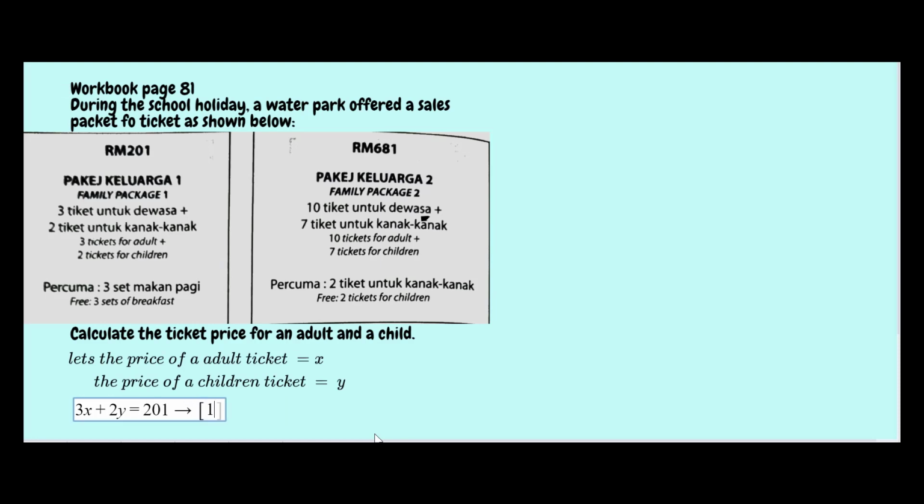For the second equation, package 2, which is 681, has 10 adult tickets, 10x, and 7 tickets for children, 7y, with the total ticket price 681, which offers the 2 free tickets for children. This is the second equation we want. So we are going to solve by simultaneous linear equations, and today I'm going to use the elimination method.